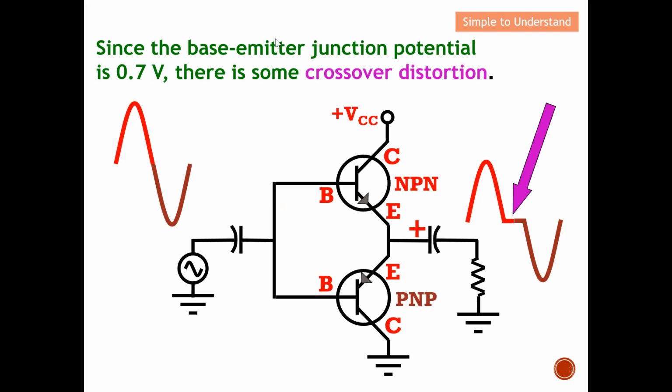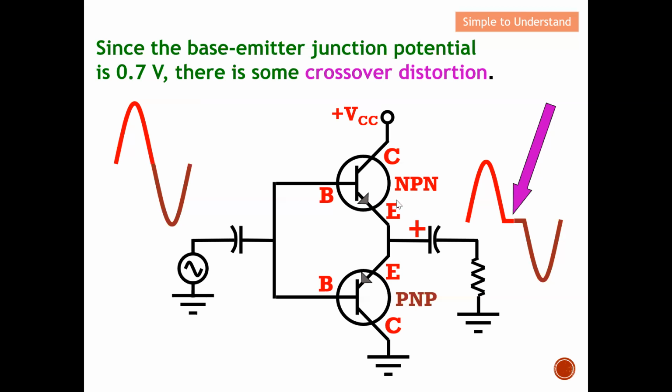Because the base-emitter junction potential is 0.7 volt, I may have some crossover distortion. What happens here is that when the input is between 0 and 0.7, the transistor will not be able to turn on. Because of this effect, I probably will not have anything at the output. Anything required at the output must be larger than 0.7, because otherwise VBE is too low, which means the transistor will be closed.